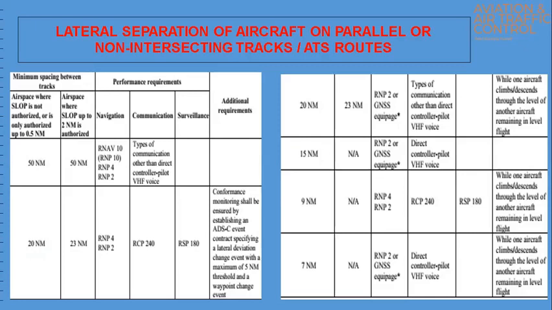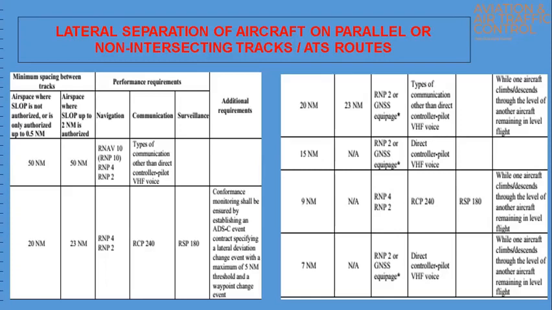If this is the case, and the navigation system we are using is RNAV 10, RNP 4 or RNP 2, then in both airspaces, where strategic lateral offset is not authorized or where it is authorized, a 50 nautical mile minimum spacing is required between the two parallel tracks. If two ATS routes are separated by 50 nautical miles and those are RNAV 10, RNP 4 or RNP 2 routes, then they are laterally separated. We can keep two aircraft at the same level 50 nautical miles apart here.